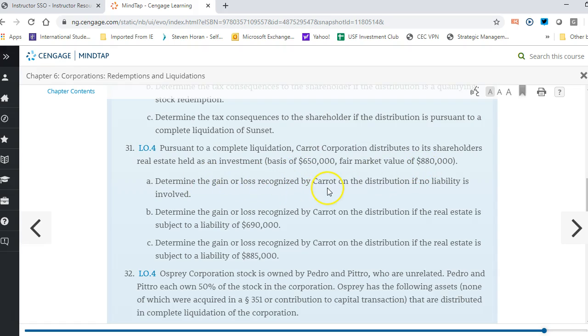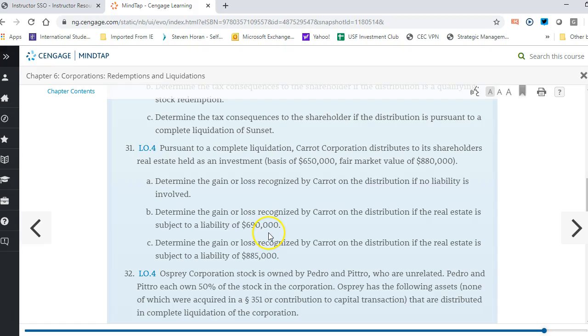Determine the gain or loss recognized by Carrot on the distribution if no liability is involved. And that's very straightforward. It's a $230,000 gain, right? Market value minus basis is 230. So the answer to A is 230. For B, determine the gain or loss recognized by Carrot if the real estate is subject to a liability of $690.